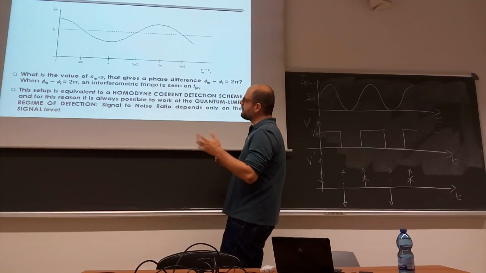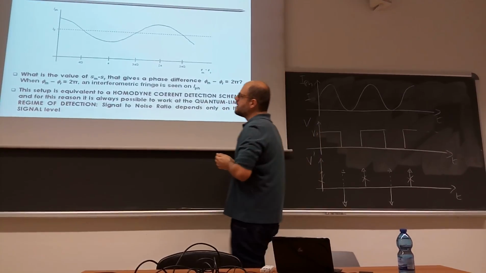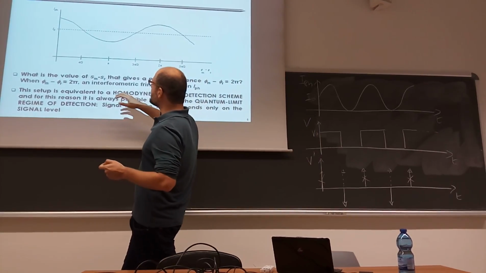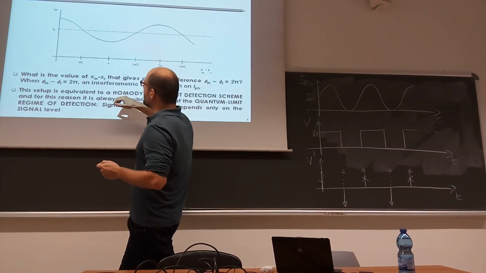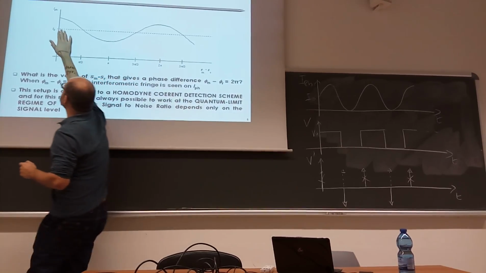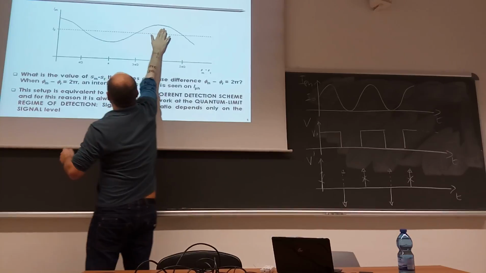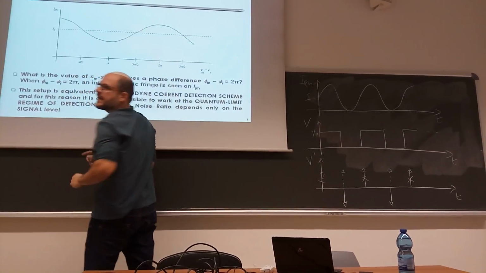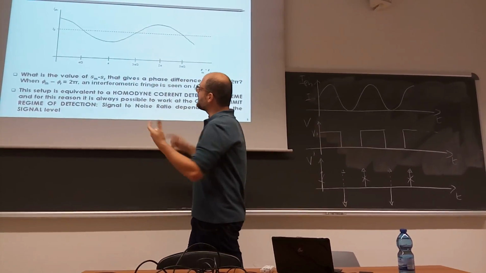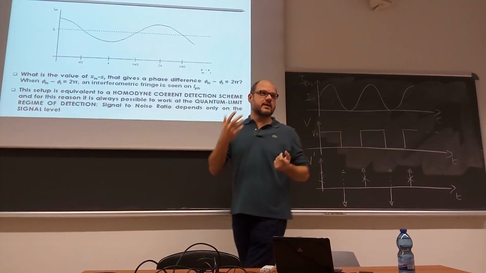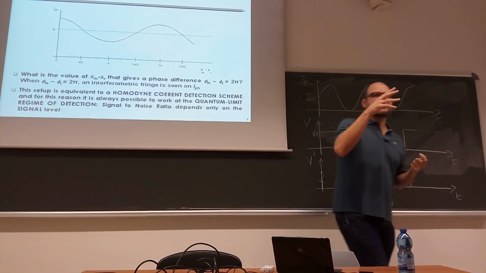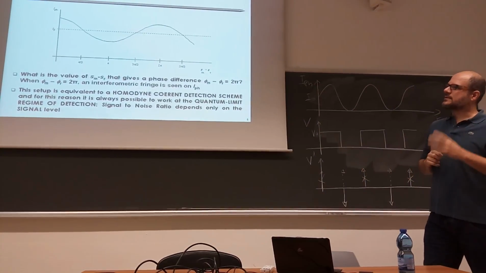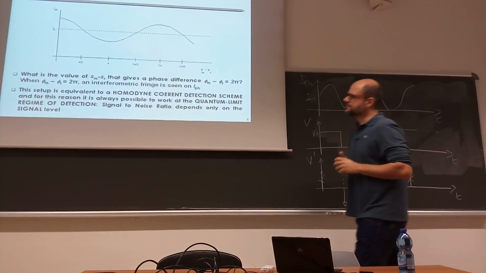Then, some definitions. Usually, when you have a situation like this, you go from a maximum to another maximum, so you have this 2 pi difference in phase. You define this as a fringe of interference. We will see something clearer with a video.